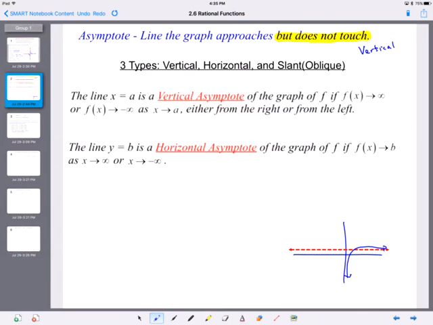There's three types of asymptotes that we're going to learn about. We're going to learn about vertical, horizontal, and something called a slant or an oblique asymptote. We're not going to do that one today. Our focus is going to be on the vertical and horizontal only today.